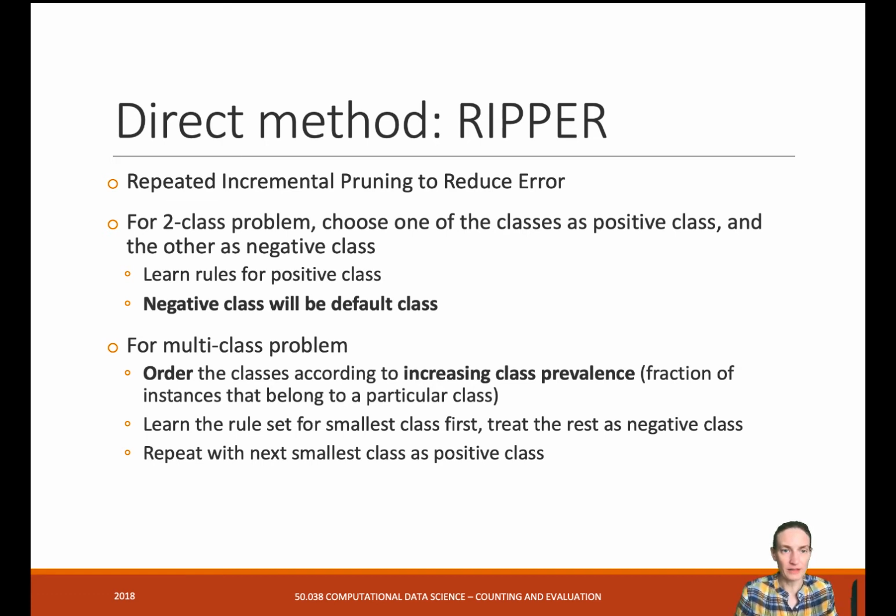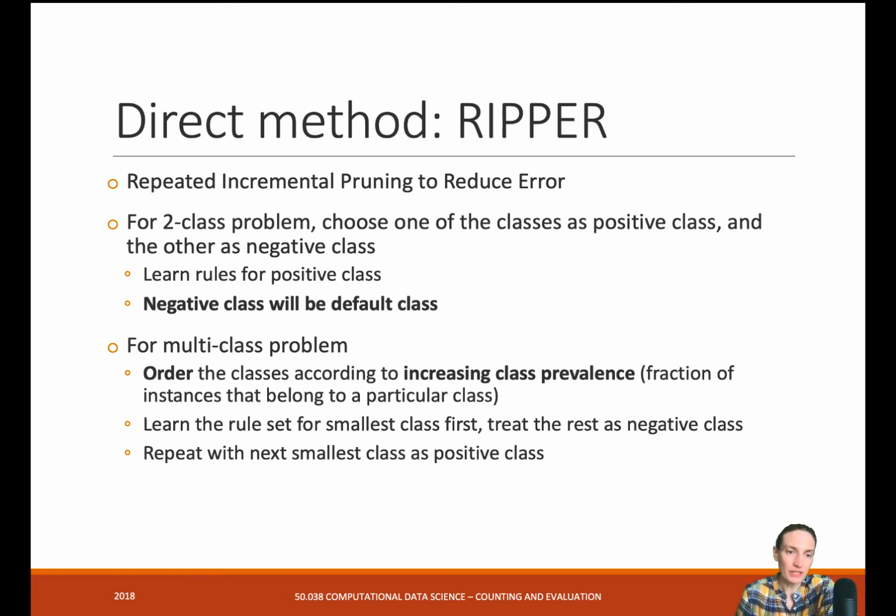Another direct method is Ripper, which stands for repeated incremental pruning to reduce error. For a two-class problem, meaning we only have two categories to classify into, we can choose one of the classes as the positive class and the other as the negative class. Then we proceed to learn the rules for the positive class, and the negative class will be default. So much like the example that we saw before, we actually have rules only for one class. Everything that doesn't fall or is covered by those rules will be default class.